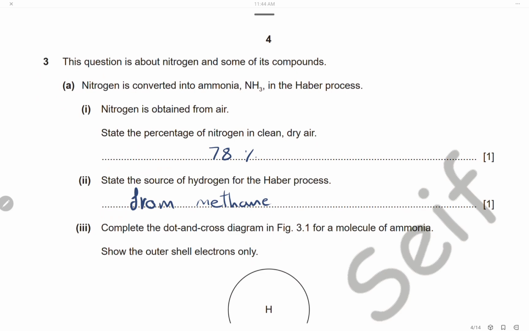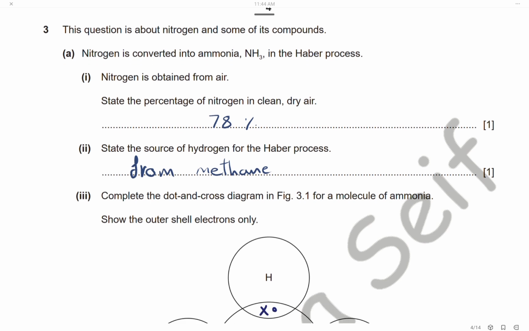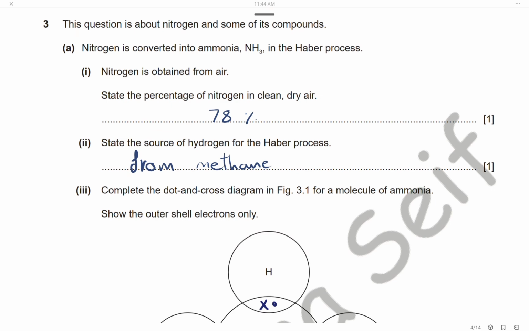Question 3. This question is about nitrogen and some of its compounds. Nitrogen is converted into ammonia in the Haber process. Nitrogen is obtained from air. State the percentage of nitrogen in the clean dry air. Of course, it is 78%.